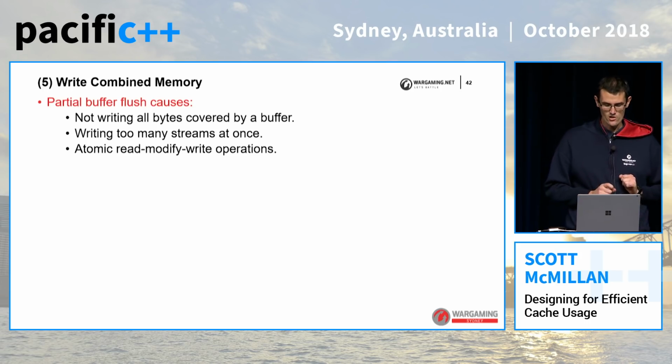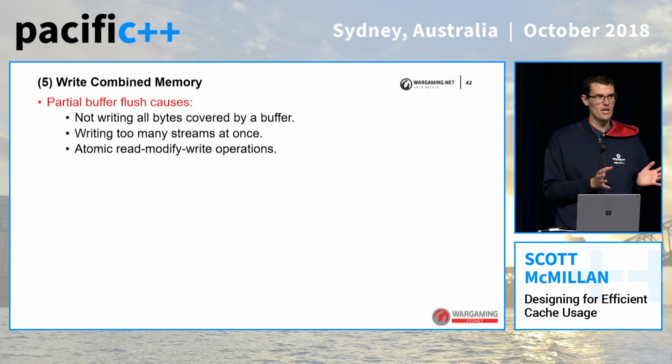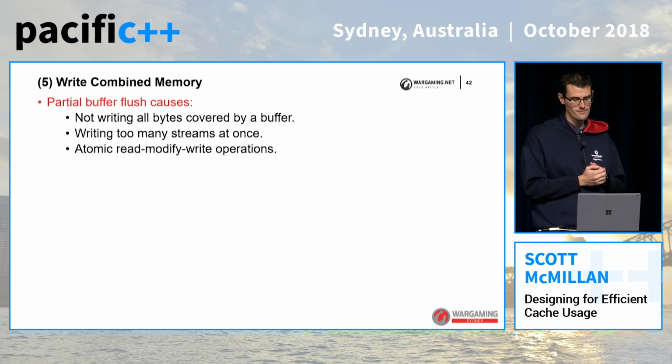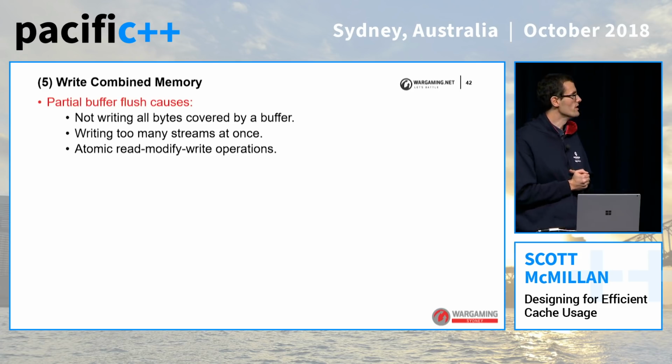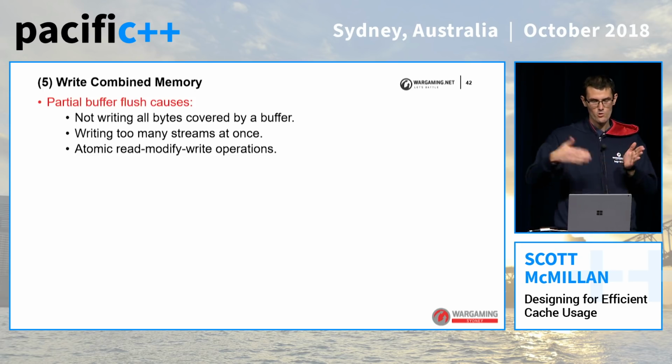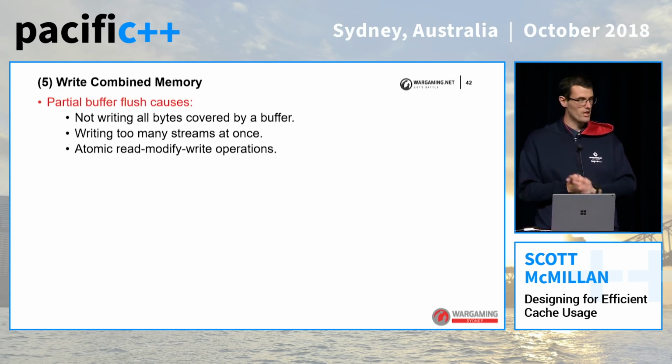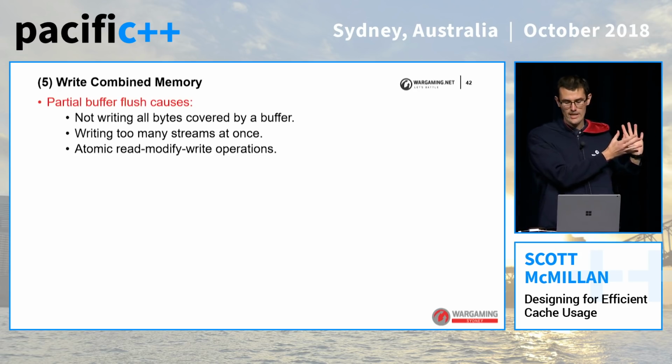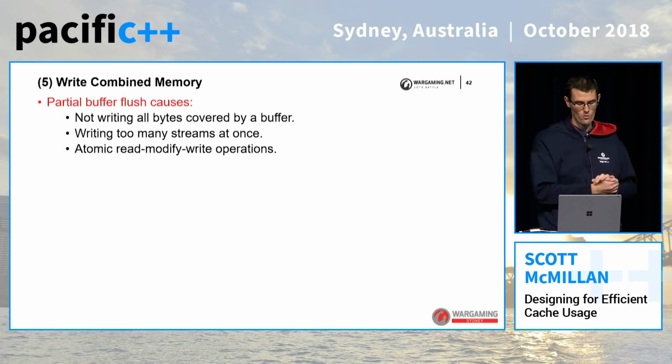When writing to such a cache line, we need to avoid leaving any part of it unwritten, even if some data isn't changing or it's just padding. We also need to avoid writing into too many streams at once, even if we're eventually going to touch all of the bytes. Because if we switch between streams without doing so, we can again run out of buffers to accumulate in and start incurring this performance penalty.